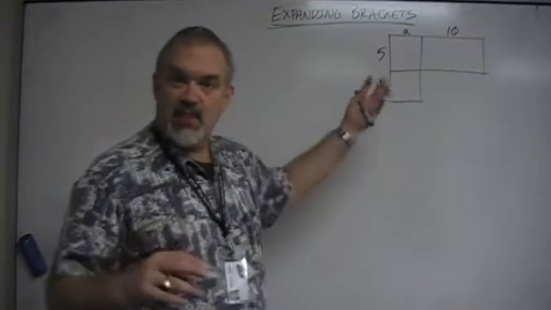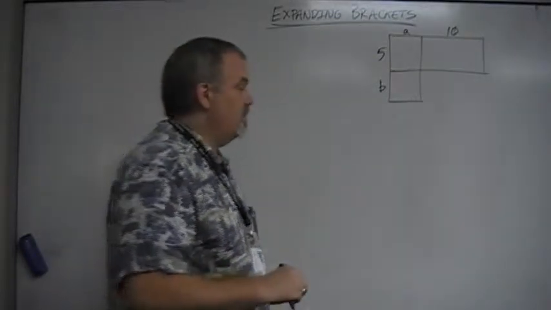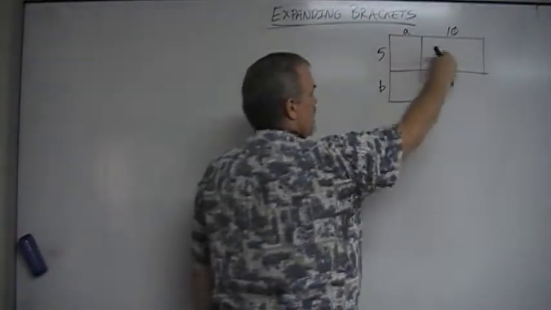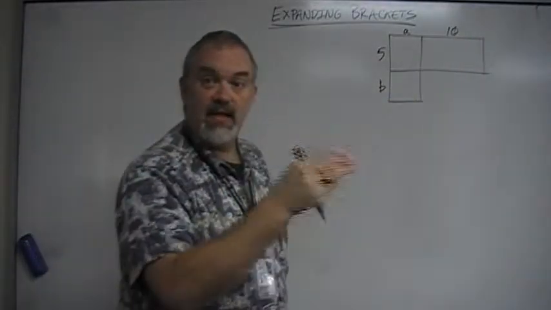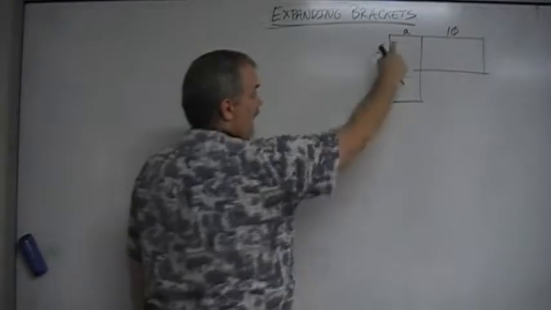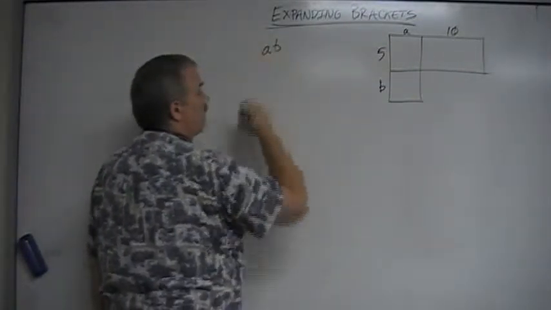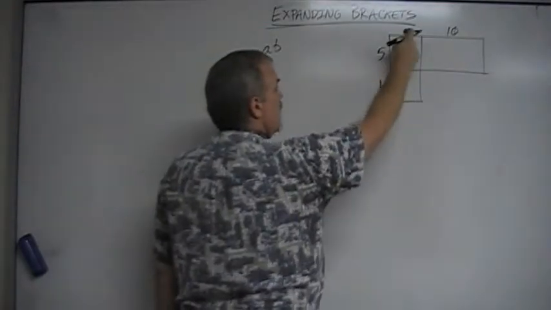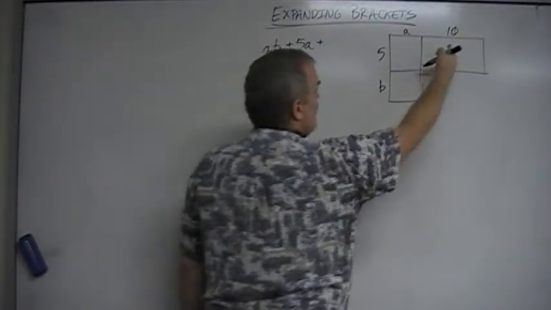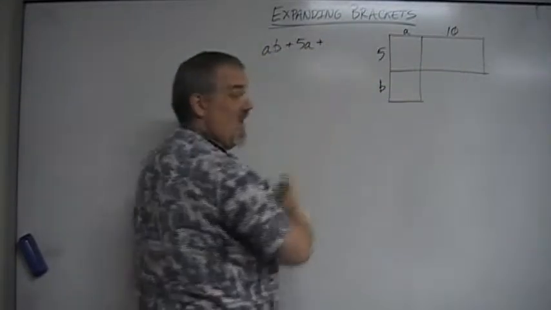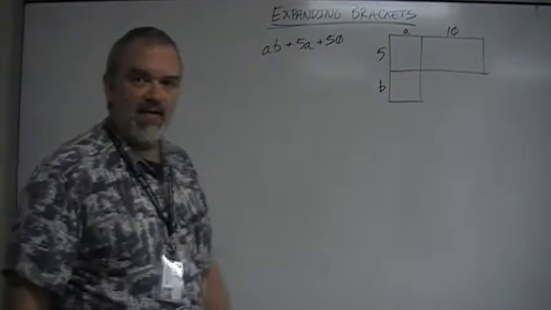Now we could express this in several different ways. One way that we might do it would be to say we add up these three rectangles. This one, how do we get the area of a rectangle? Length times breadth. So we have A times B, which is AB. Then we have this one, which is 5 times A, so we're going to add 5 times A. And then this one is 5 times 10, which is 50. So that's one way that we could express the area of that.